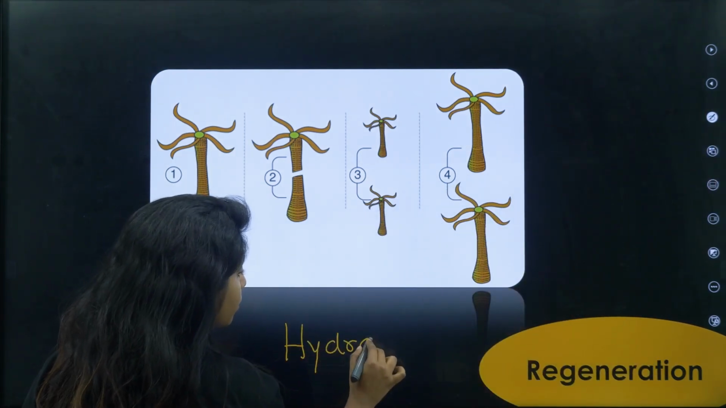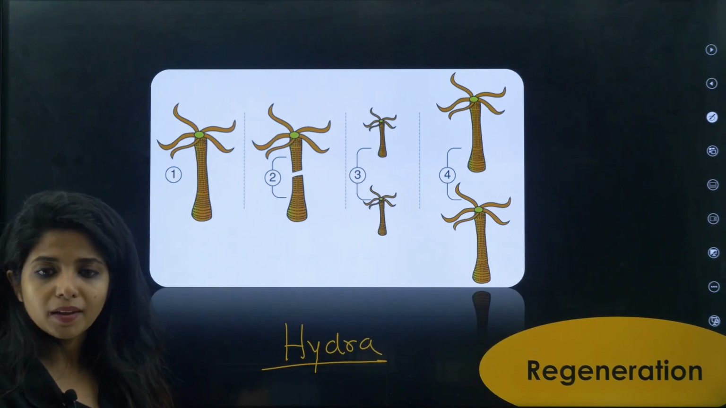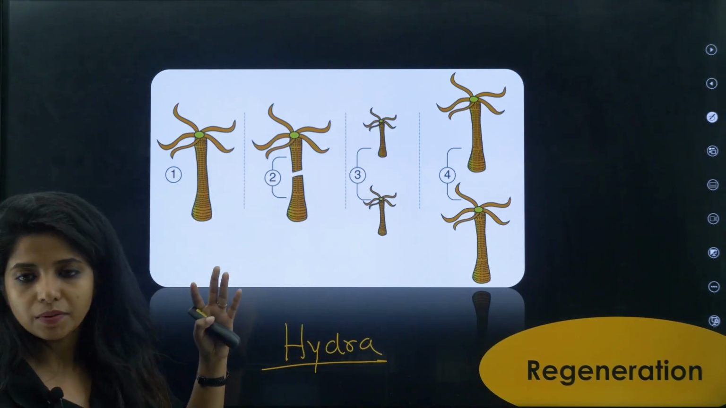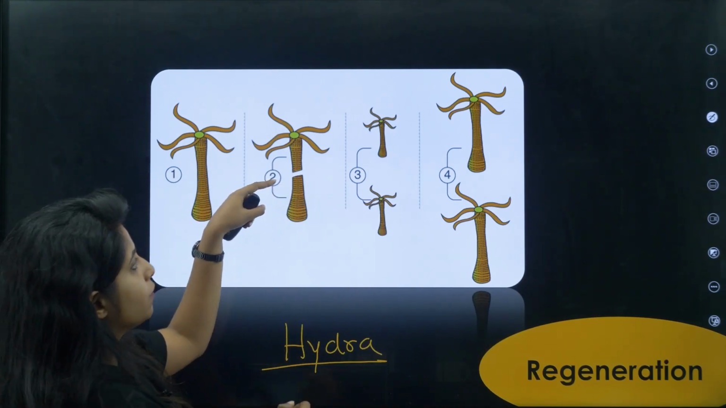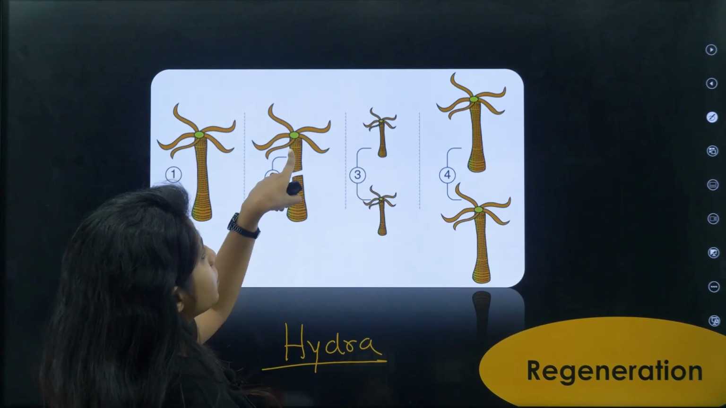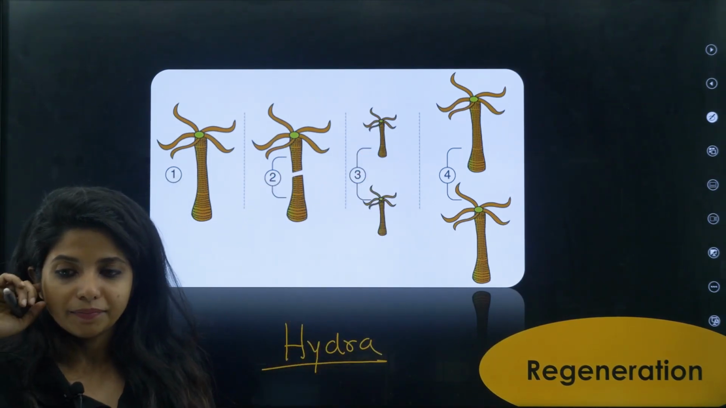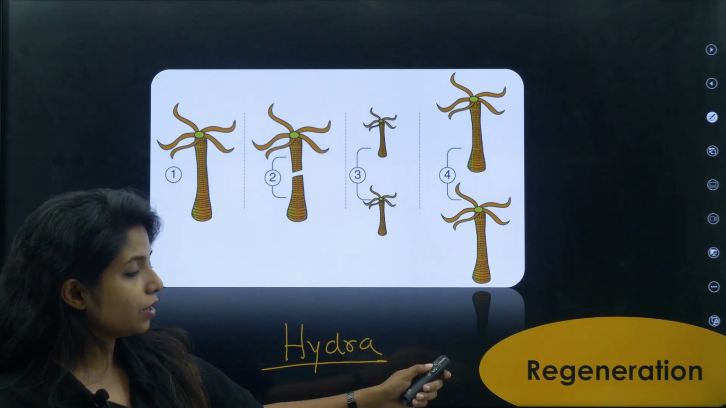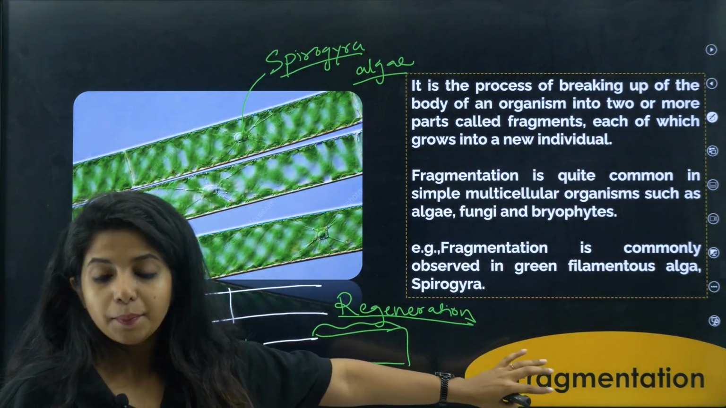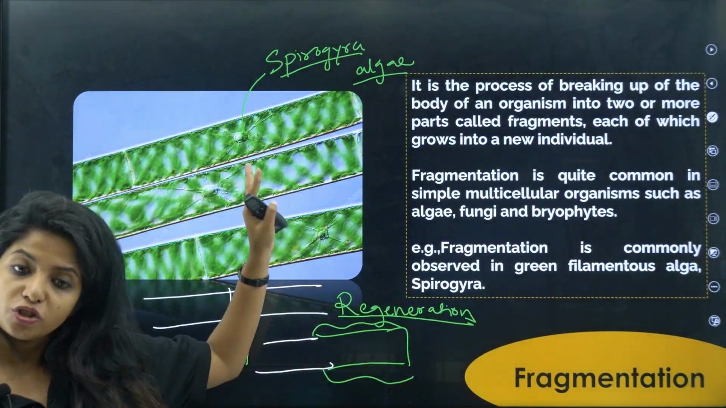This is Hydra and it reproduces with the help of budding. So this is just a survival mechanism. If it got cut, then obviously from this part you can get a whole new part, and from this part also you can get a whole new part, and now we have, tada, two new Hydra. So this is known as regeneration, but what is actually known as fragmentation? Spirogyra shows fragmentation.